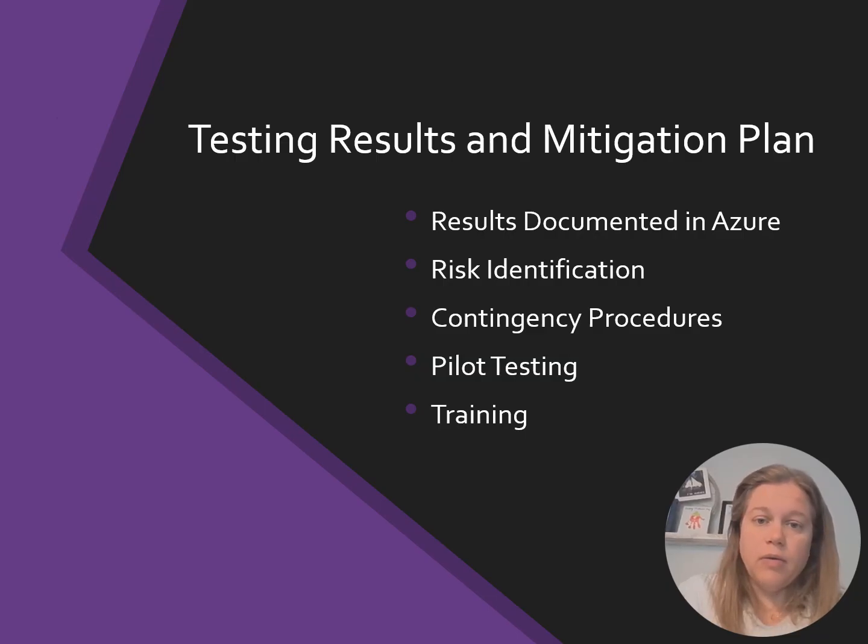Predefined scripts simulate real-world scenarios and workflows, documenting outcomes for each. Direct observation is an important element to see users interacting with the system to identify usability issues and workflow bottlenecks. Core elements to test are functionality, usability, interoperability, security, performance, and integrated workflows. The testing mitigation plan includes risk identification and contingency procedures for common issues.